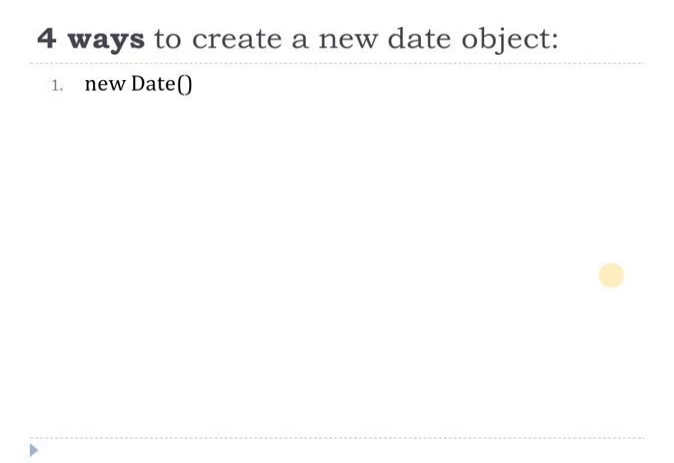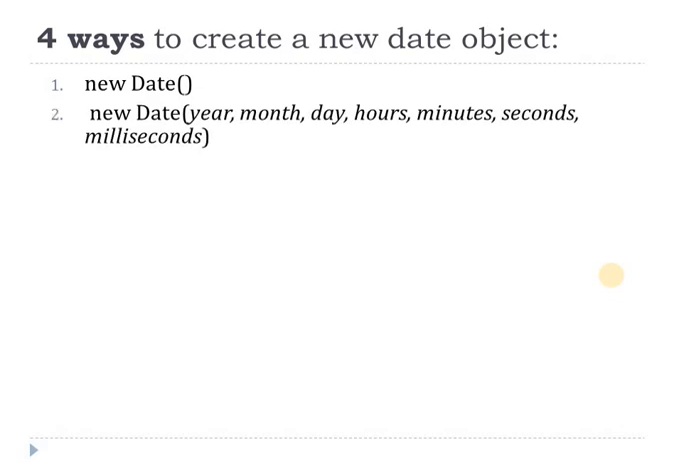First one is using the new keyword. Suppose variable d is equal to new Date. After that, another format of creating an object is like that. You just need to pass 7 parameters: year, month, day, hours, minutes, seconds and millisecond.